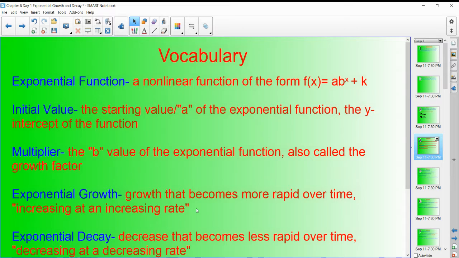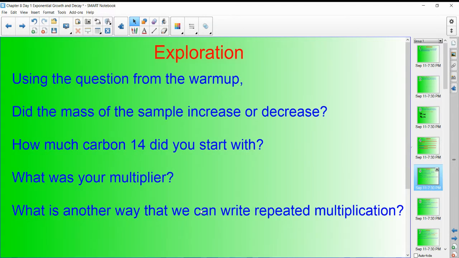Growth is when we increase the rate. We start with an amount of something and then it goes up. Decay is when we start with an amount of something, it goes down. We're going to learn how to determine what the function is telling us. So let's use the questions for the warm-up to pull apart the pieces that are going to help us create the equation. So did the mass of the sample increase or decrease?